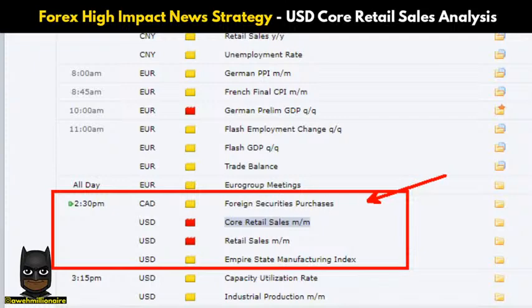So we're going to be looking, obviously, because it's the dollar that's coming out, there's a lot of dollar pairs you can look at, but personally I'm going to be looking at dollar CAD. Like I said, it's a smart trader analysis.